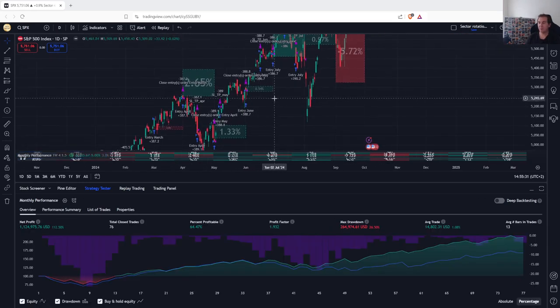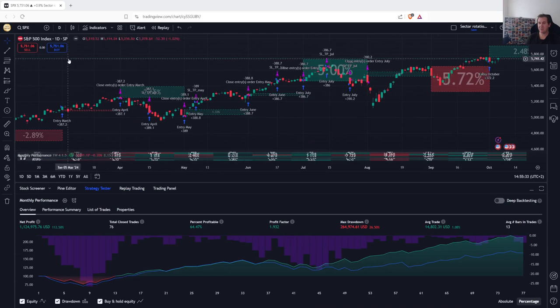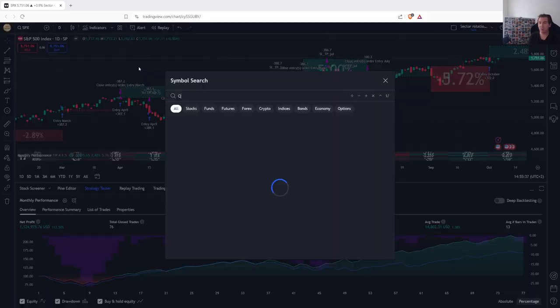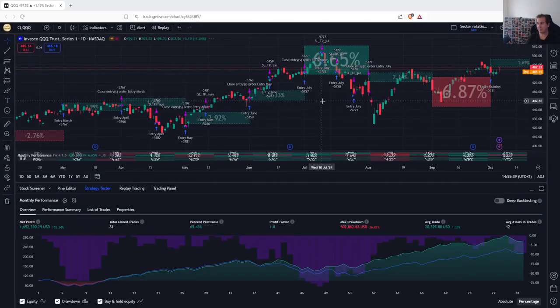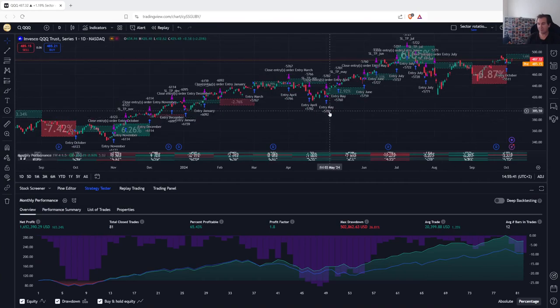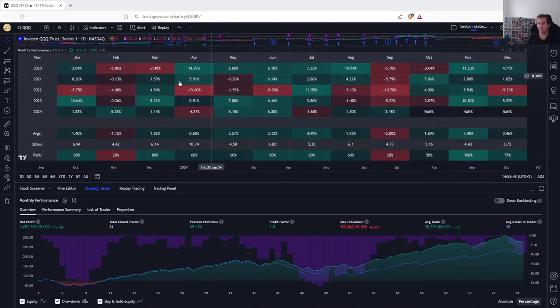So in this case, the strategy is adapted to the SP500 market, but at the same time we can use it with the NASDAQ. So let's go, for example, into the NASDAQ, and we can see the same situation. We can also improve it a little bit.